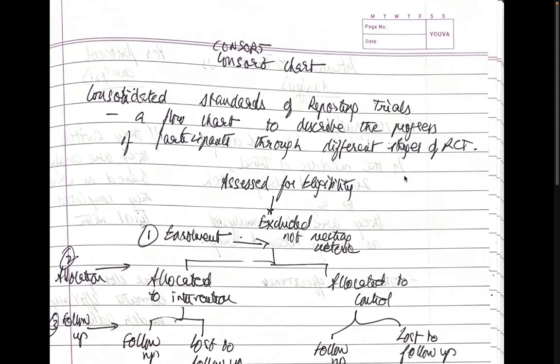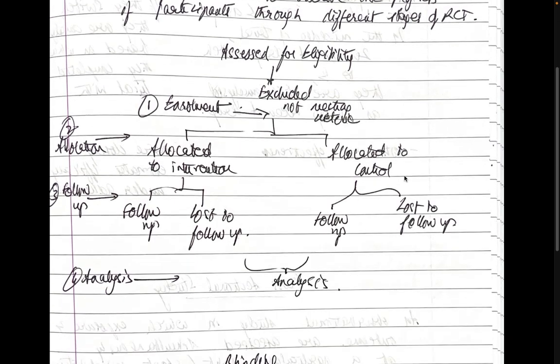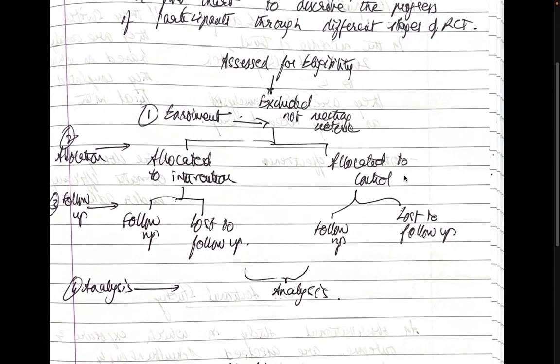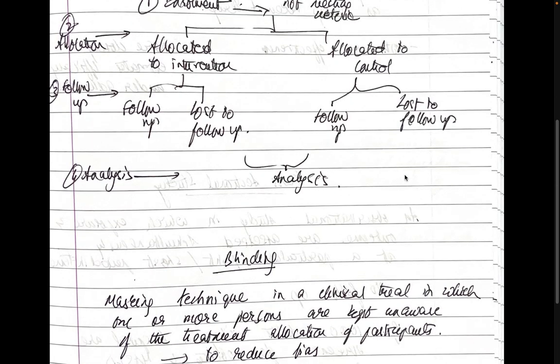Consort chart. This is the Consolidated Standards of Reporting Trials. It's a flow chart to describe the progress of participants through different stages of an RCT. So the patients are assessed for eligibility. You exclude them if they're not meeting the criteria. And the first step would be enrollment. The second step would be allocation. So allocated to an intervention, allocated to a control. Third step would be follow-up. And the fourth step would be the analysis.